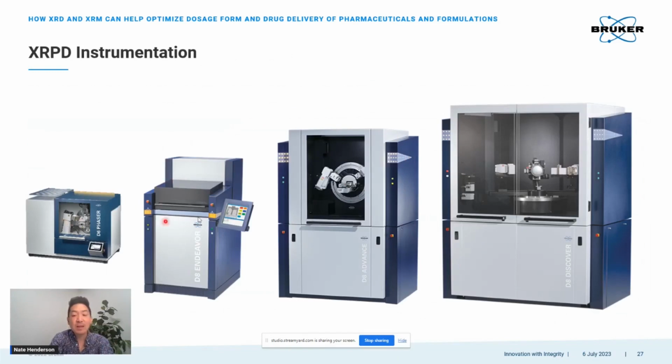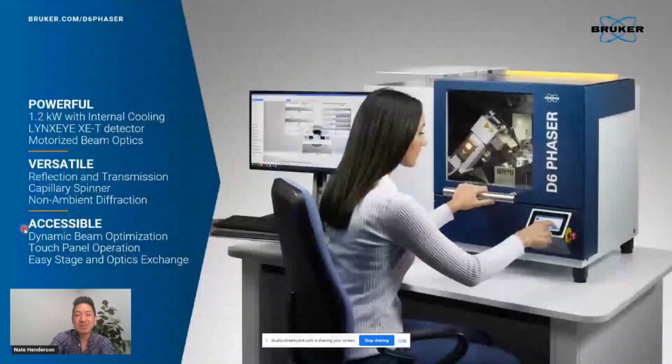So these are examples of the diffraction portfolio, from small to large, depending on the type of environment and how many samples you want to put in. But I do want to very briefly show this D6 Phaser. This is a fairly new product for us. This is exciting. We just announced it last week globally to the community at large. So you can see it here on the bench top.